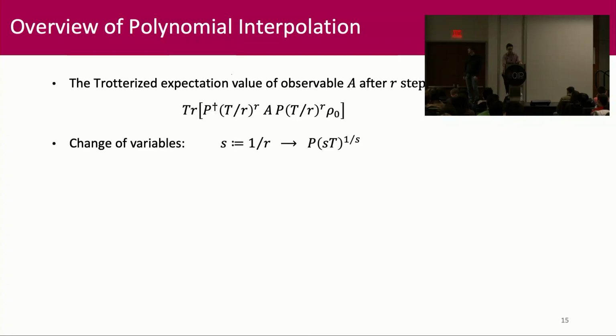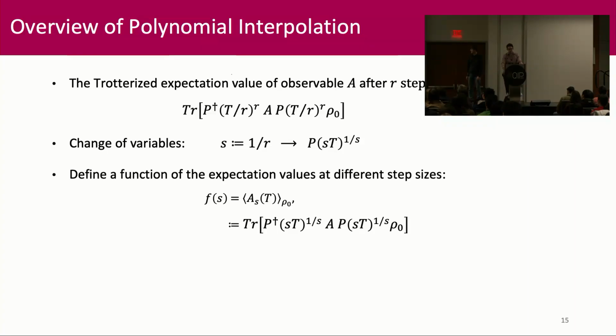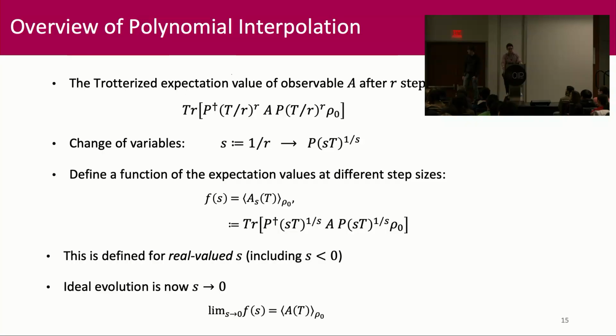We're going to find it a little bit more convenient to not consider the number of Trotter steps, but instead work with a different parameter, S, which is the inverse number of Trotter steps. So the object of interest is going to be the Trotter formula to the power of 1 over S. OK, fantastic. What we're going to do is define the expectation value as a function of S. So here, this is literally just the expectation value as a function of the inverse number of Trotter steps. And this has some nice properties. Importantly, it's defined for real valued S's, including negative S.